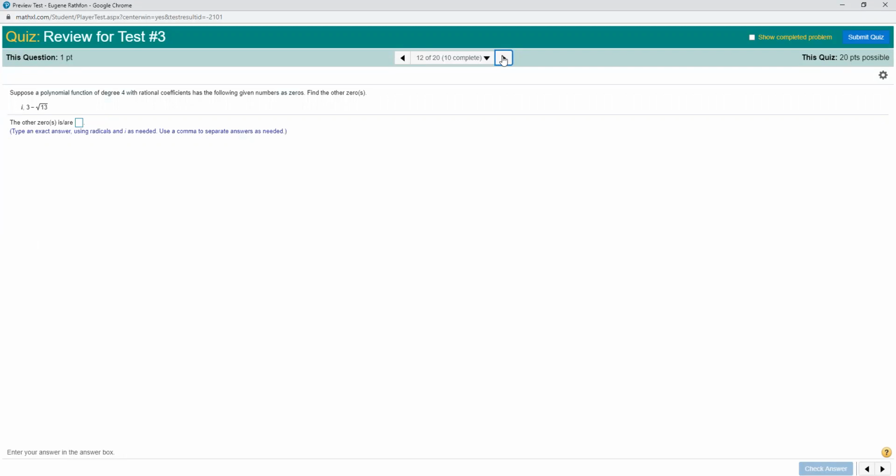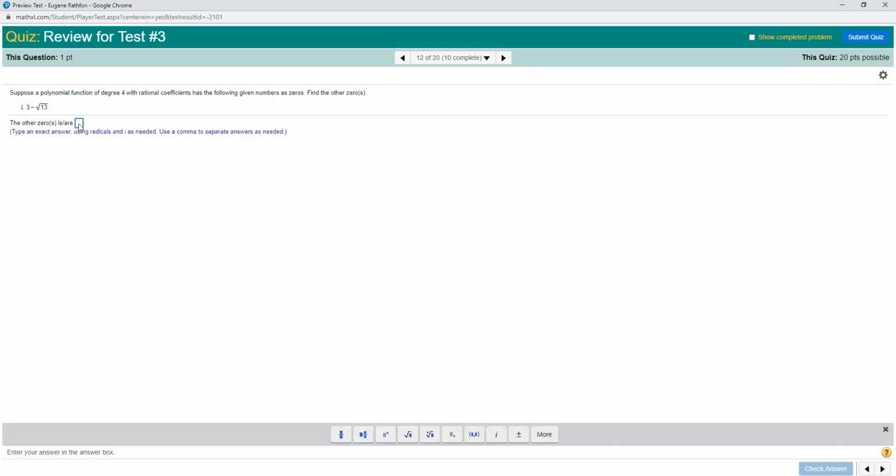All right, so this one didn't really need no work. You just had to remember that imaginary zeros come in conjugate pairs and radical zeros come in conjugate pairs. So since they give me i is one of my zeros, my next one would be a negative i. Now, 3 minus square root of 13 is like one number, so its conjugate would be 3 plus the square root of 13.